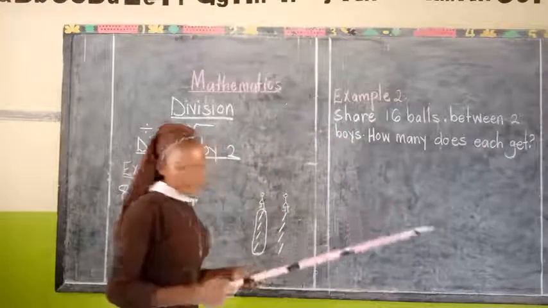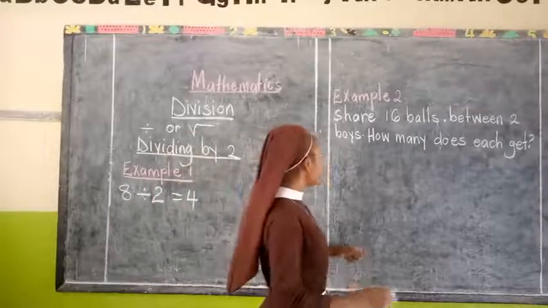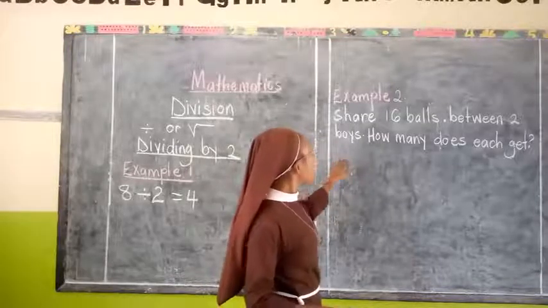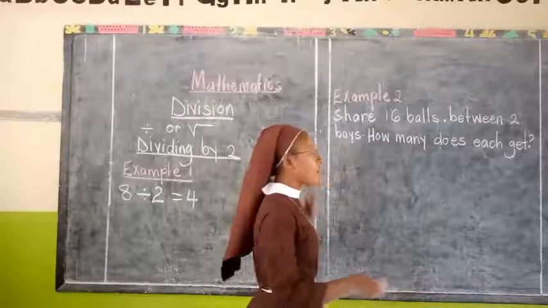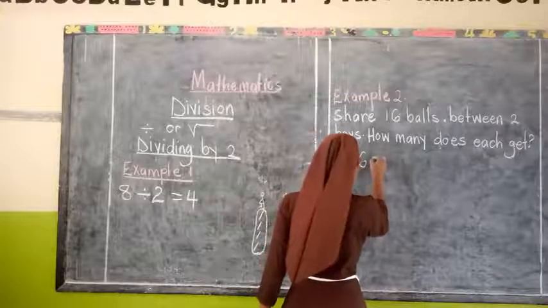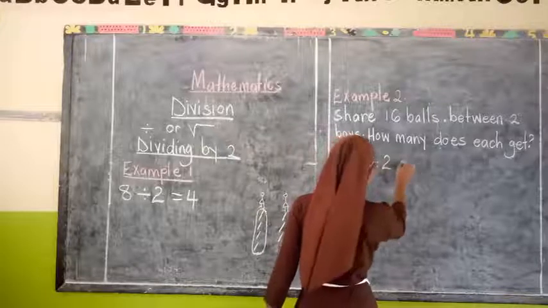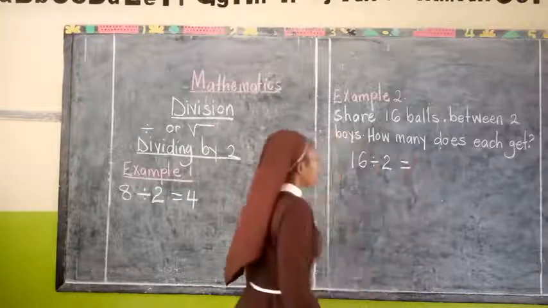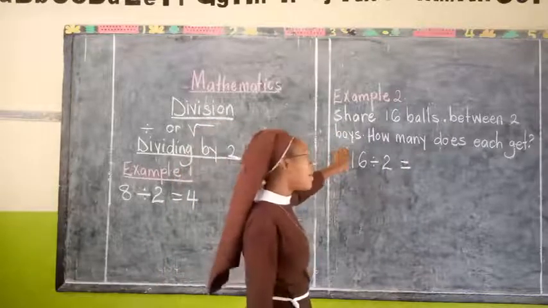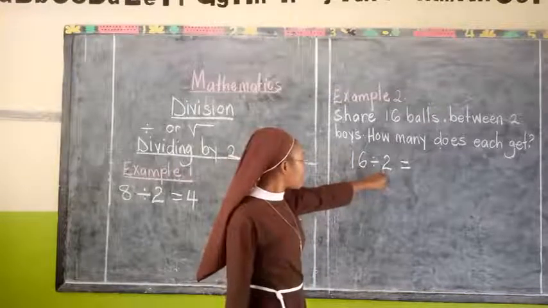We've been told to share the 16 balls between 2 boys. First of all, we are supposed to read and interpret. What we are sharing is 16 between the 2 boys. So we shall write 16 divide by 2 equals, we arrange these digits horizontally. So it is 16 divided by 2.